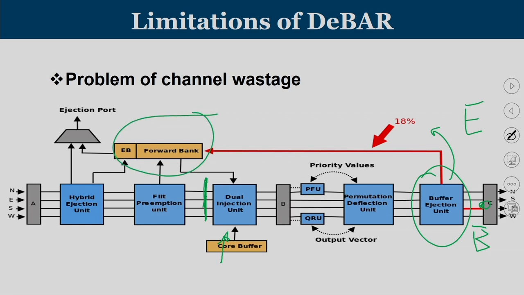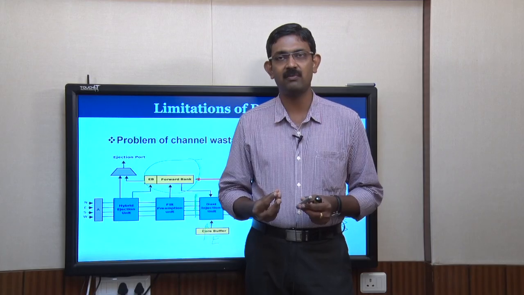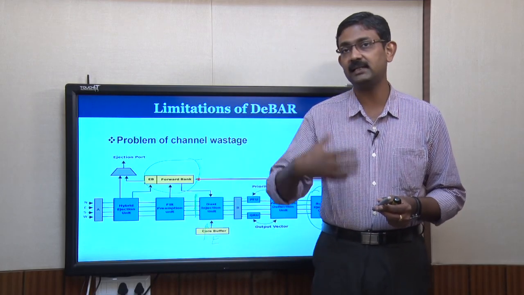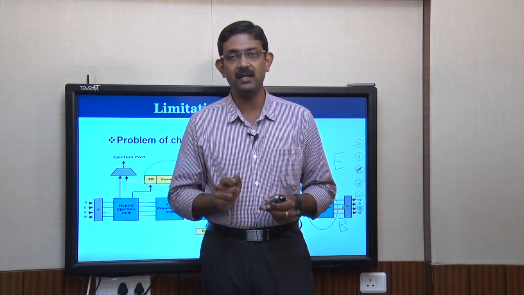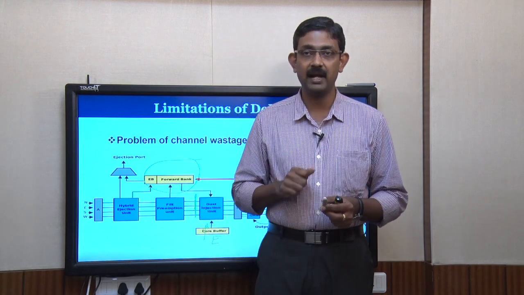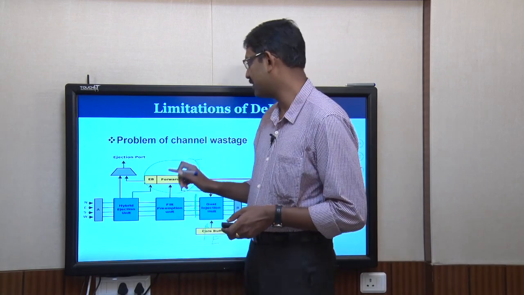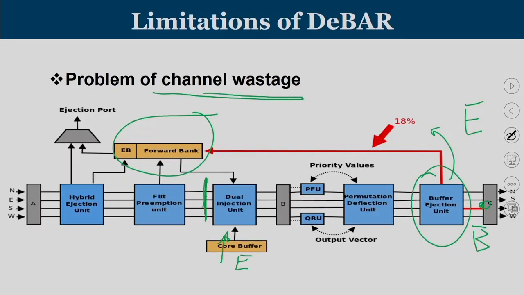Now, you have a scenario where your east port is idle, but we have a flit in the core buffer that is looking for the east output port. To summarize, a flit looking for a specific output port is waiting in the core buffer because it cannot inject. At the point of injection, all the channels were busy, but that specific output port for which the flit is waiting is idle. This is called channel waste, because we are wasting a channel when there is a valid flit looking for the same channel. This roughly happens around 18% of cases when we implement the D bar router.